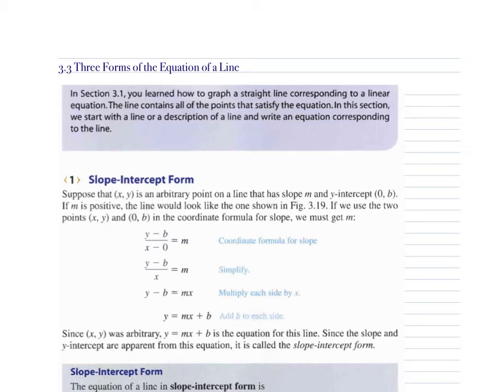Three forms of the equation of the line. You have three different equations for a specific line on a coordinate plane. One can be in slope-intercept form, another is in point-slope form, and there's another that is standard form. Slope-intercept form, we just know is y equals mx plus b, which is what we're going to start with.